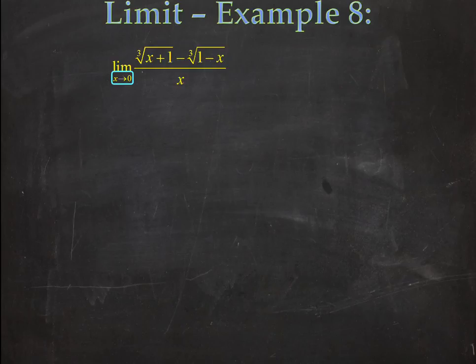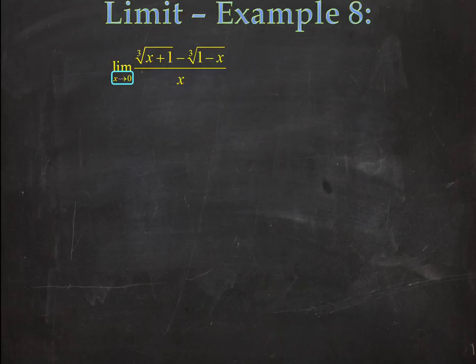The problem is that numerator, because if you look carefully, you see you have the cube root of x plus 1 minus the cube root of 1 minus x. And you're looking at this and saying, where do I go from here? You cannot multiply by the conjugate, because the conjugate will only work with square roots. It actually makes it even worse with cube roots.